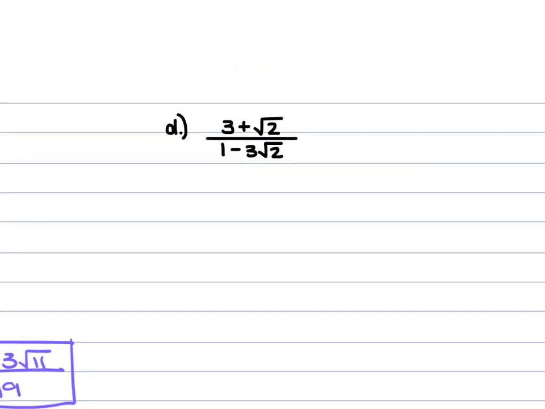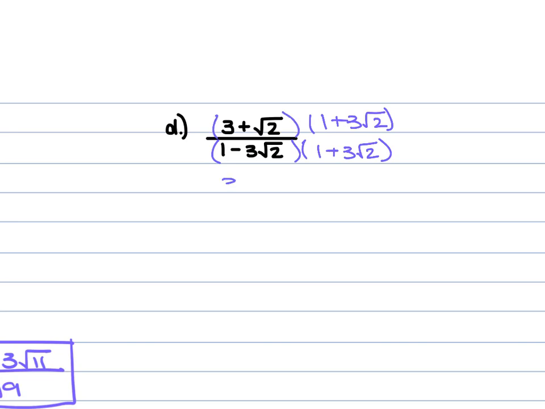For D, we have 3 plus the square root of 2 over 1 minus 3 square root of 2. So we're going to multiply each the top and the bottom by the conjugate of 1 minus 3 square root of 2, which is 1 plus 3 square root of 2. So we are going to FOIL both the top and the bottom now.